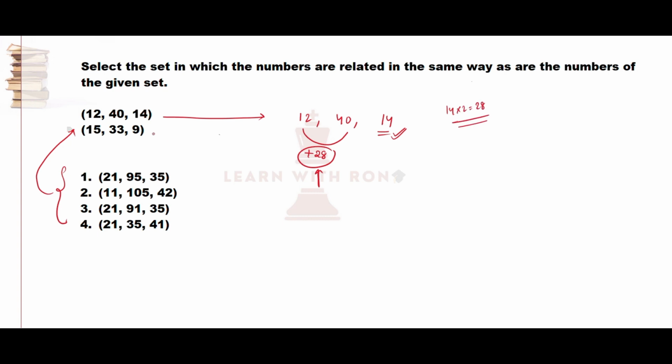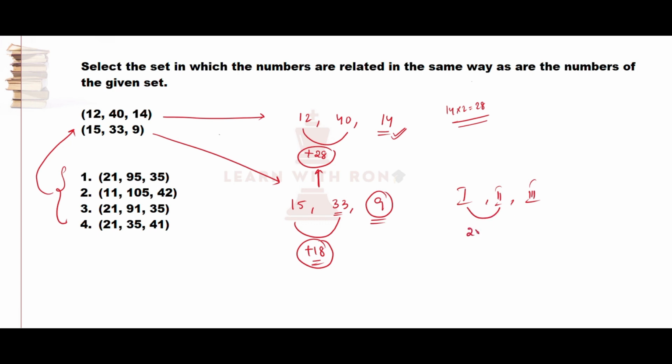Okay. Now let us observe for the second given set 15, 33 and 9 here. See the difference of 15 and 33. 15 plus 18 is 33, right? Again, third number and the difference. The difference here is twice of the third number, right? So we got the pattern. So what is the pattern here? If we have three numbers here, the difference of the first number and second number is nothing but twice of the third number. Okay. Now let us verify the options.